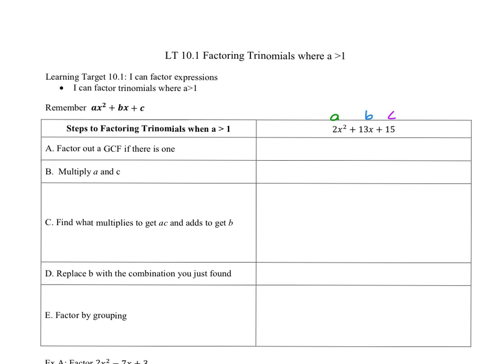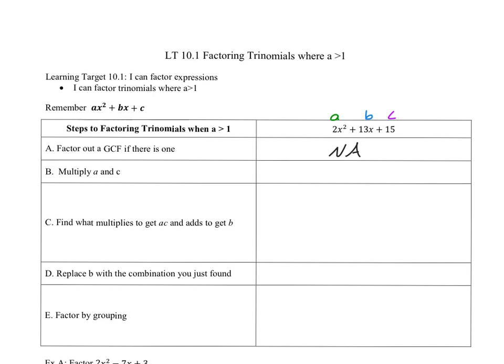All right, so GCF, there is no GCF, there's no greatest common factor. And the reason I know that is 2, 13, and 15, there's nothing that all of those can divide by. So I'm just going to put, it's just not applicable for this example, okay?